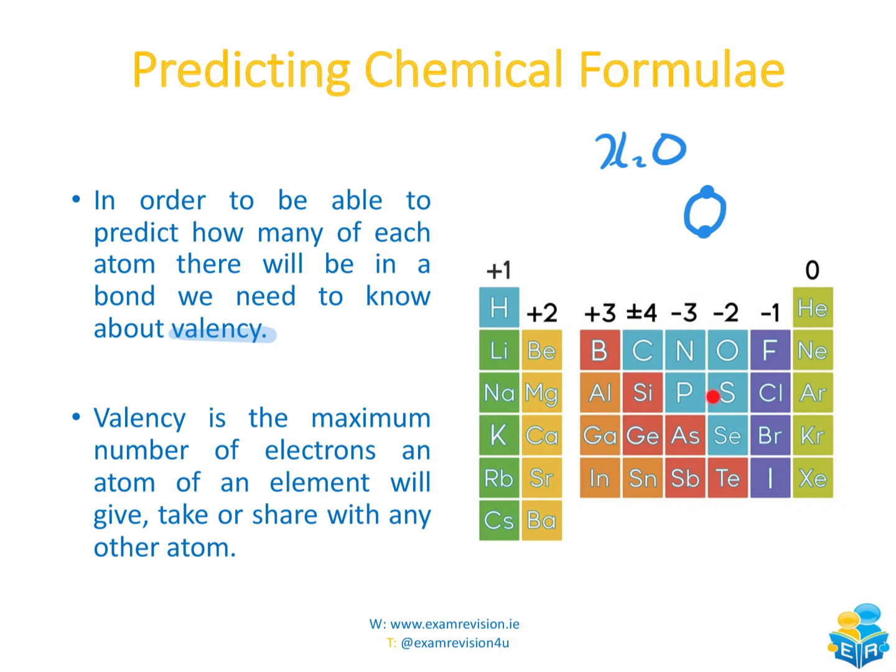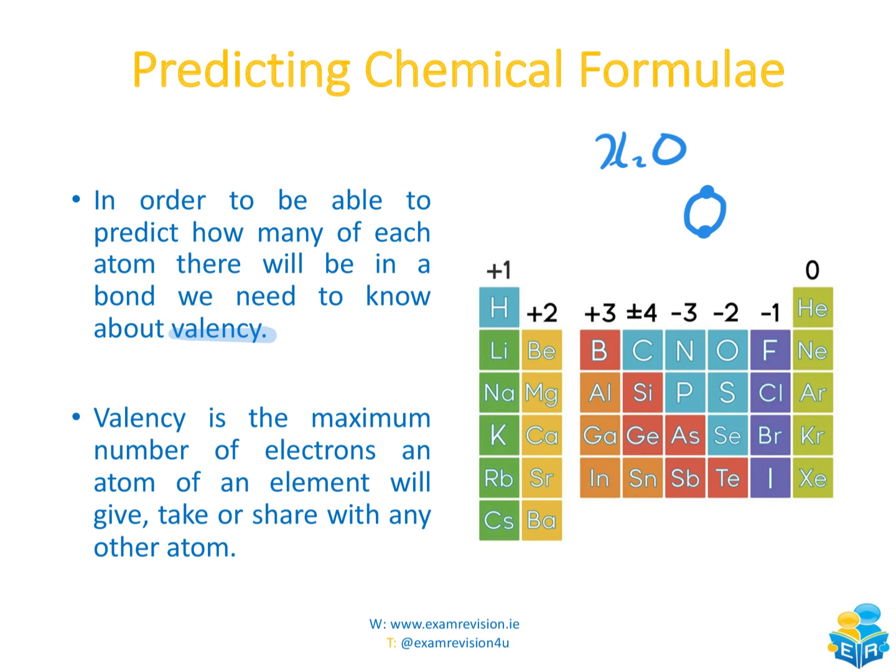For this group here, they have 5 on their outer shell, so it's easier for them to gain 3, so get 3 more negative charges. That's why we have a -3. We're getting more negative charges. Group 6, we need to get 2 more negative charges. Group 7, we need to get 1 more negative charge. And group 8 is full. We're not going to worry about them.